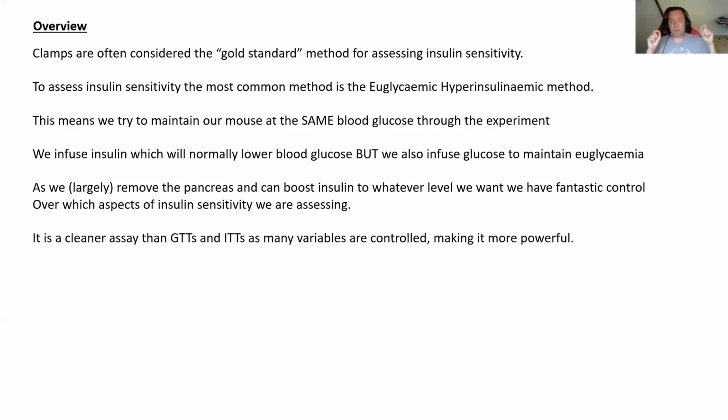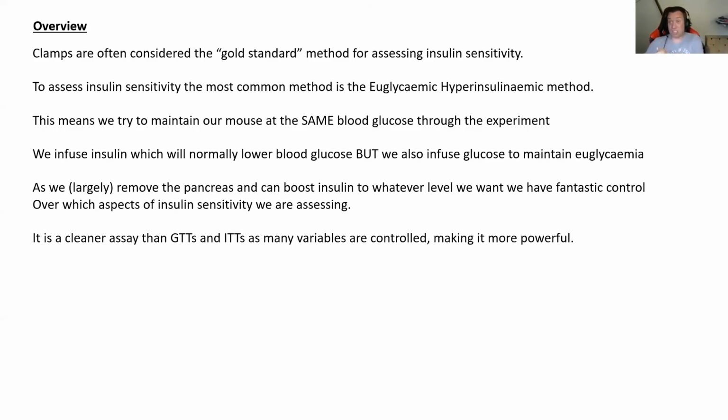So the way the experiment works is we infuse insulin, which we would normally expect to lower blood glucose. And in fact, we may infuse enough insulin that if it was uncorrected, we would kill our mouse. But in order to prevent blood glucose dropping, we also infuse glucose to maintain euglycemia. And because we're generally using quite a large dose of insulin, we largely remove the impact of the pancreas.